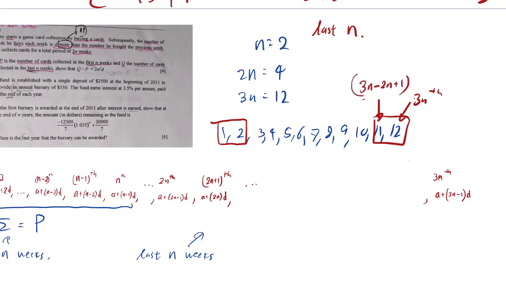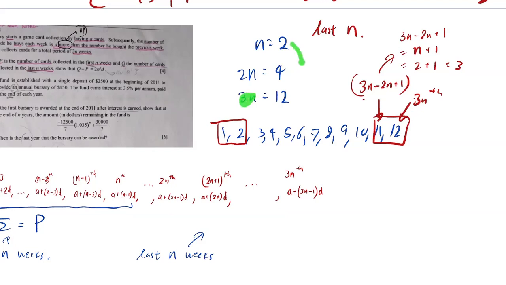Oh my goodness. Makes sense or not? 3N minus 2N plus 1 is equal to what? It's equal to N plus 1, which is 2 plus 1, it's 3. Oh, sorry, am I wrong? Oh, right, I think I'm wrong. Hey, sorry, let me think a bit. Last N. Sorry, my mental sums failed.